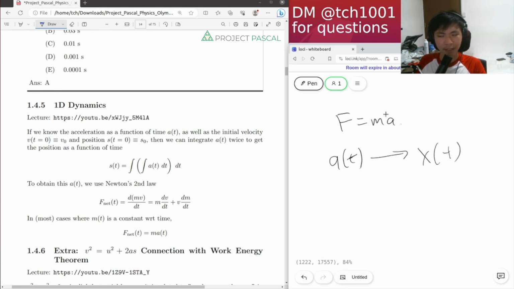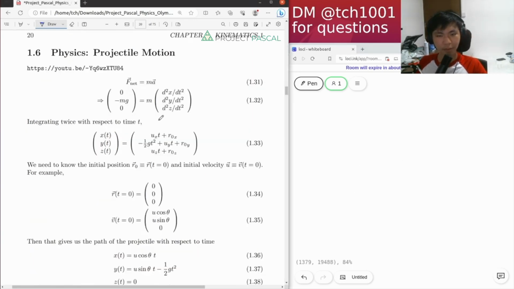But in most physical cases, we don't get the acceleration function directly. Instead, we're given how much force is applied to the object as a function of time. Force and acceleration just differ by a scalar m. So if I give you the force as a function of time, you just need to divide by m to get the acceleration as a function of time. And that's all you need to know for now. So now let's talk about projectile motion.